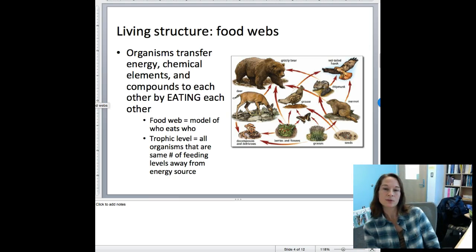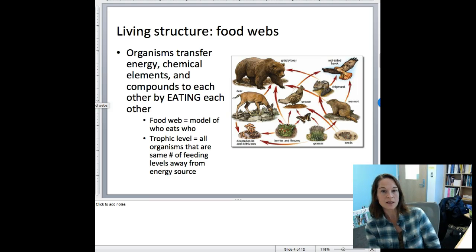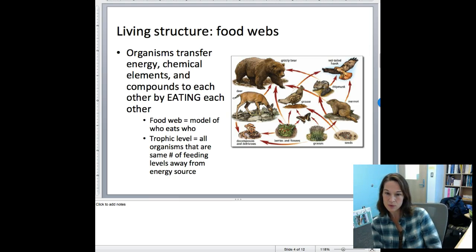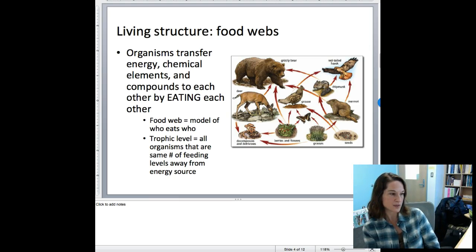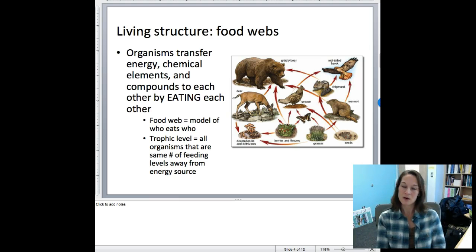By living structure, I'm mostly referring to food webs. And food webs are essentially how organisms transfer energy, chemical elements, and compounds to each other, basically by eating each other or eating parts of each other. So a food web is really a model of who eats who, and I want to make sure that everybody understands the concept of the trophic level, because that's incredibly important in understanding how energy flows through an ecosystem.